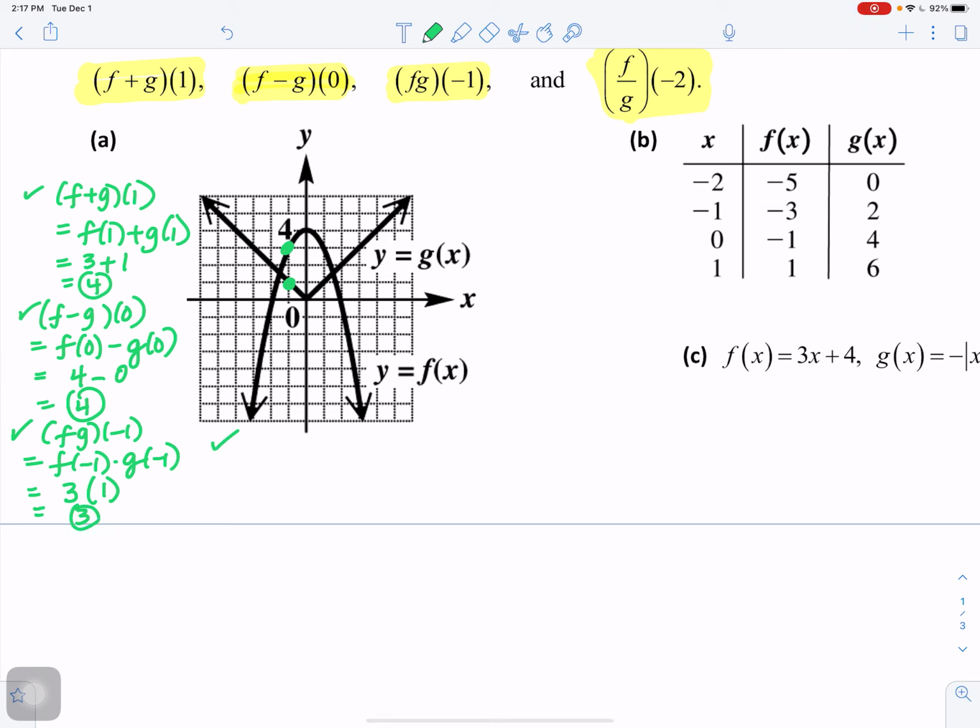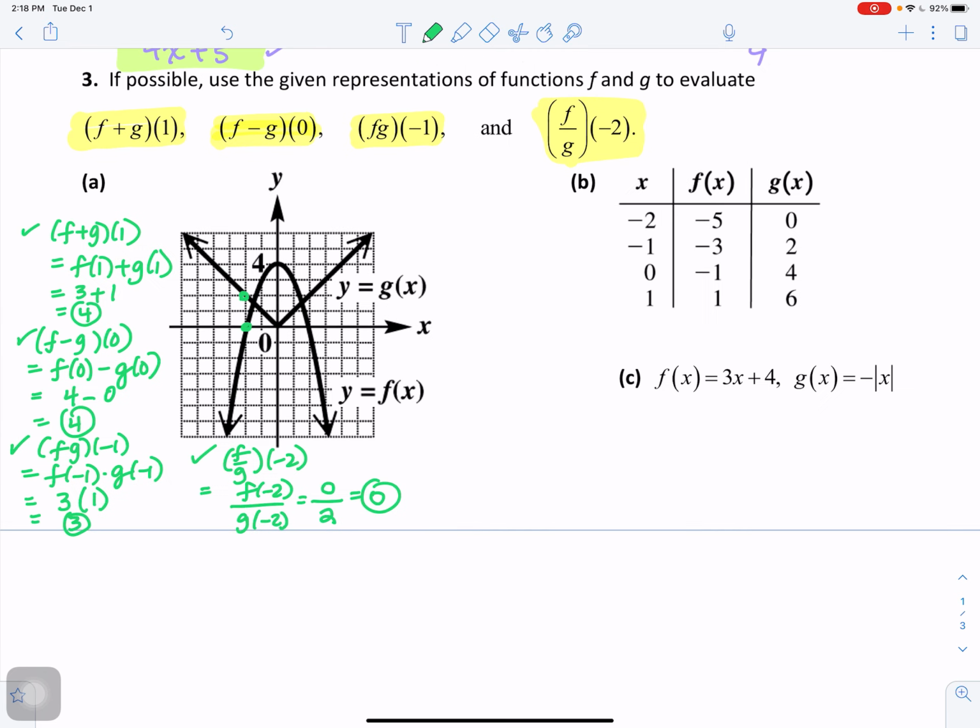Okay, and we have one more for this graph. F over g of negative 2 is equal to f of negative 2 divided by g of negative 2. And let's erase these 2 points. I'm going to go to x equal to negative 2. There you go. And f is that quadratic, so that would be 0 over 2, and that's equal to 0. Well, we did a good job of fitting those in.